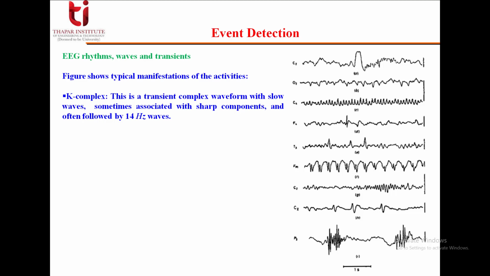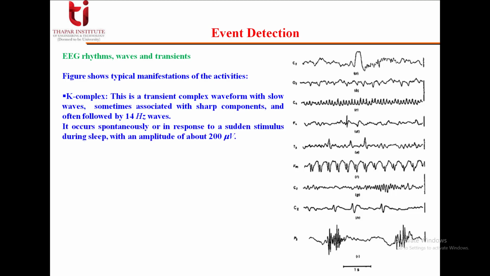In that we have the K complex. This is a transient complex waveform with slow waves, sometimes associated with sharp components and often followed by 14 Hz waves. It occurs spontaneously or in response to a sudden stimulus during sleep, with an amplitude of about 200 microvolts.